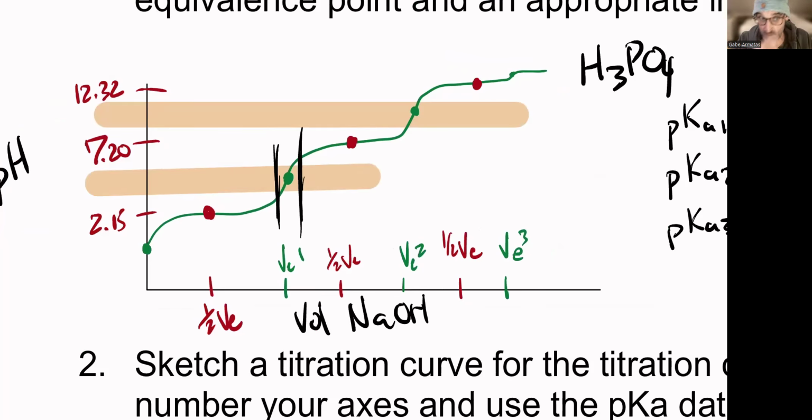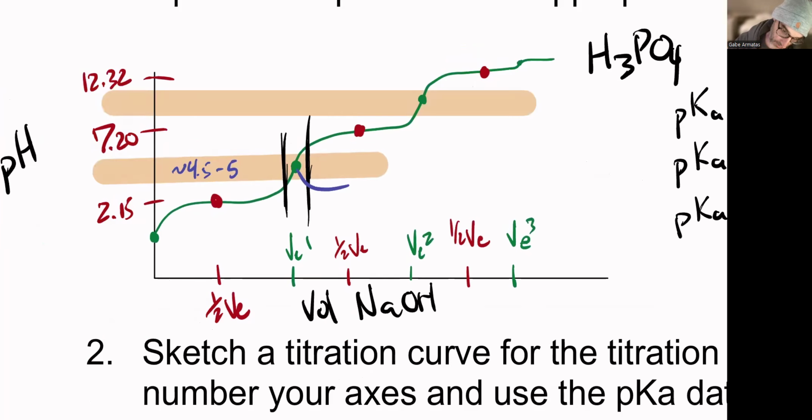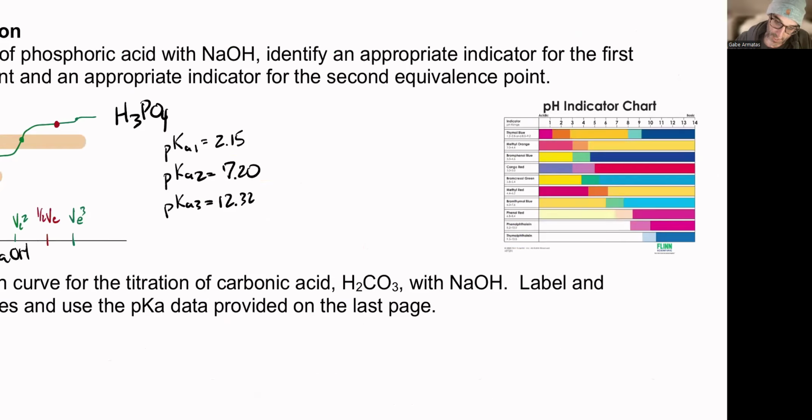So we want to go in between 7 and 2.15, so I don't know, around 4.5 to 5. And I'm shooting for the second pKa. So that one right there was 2.15? Yeah, 2.15. Oh, sorry, that's not it. So yeah, this is 2.15. And then we're going to shoot in between 7 and 12. So that's probably around 9.5 to 10. That's where we're looking. So between 4 and 5 and 9.5 to 10.